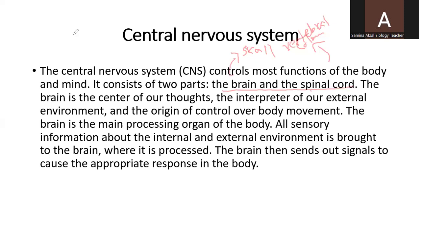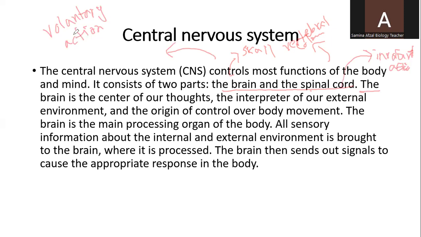All those functions which are controlled by the brain are called voluntary actions, for example, reading and writing. The functions which are controlled by our spinal cord are called involuntary actions, for example, breathing.